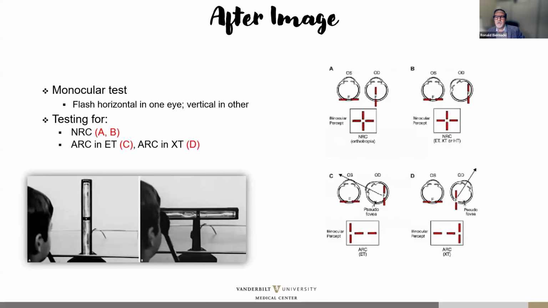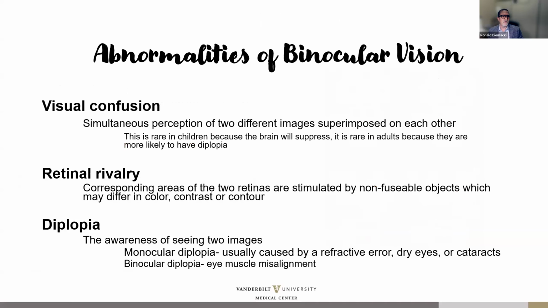And lastly, the after image test, which is highly dissociating. You use a flash to produce a vertical after image in one eye and a horizontal image in the other, and the patient's responses correspond to the direction of each fovea.